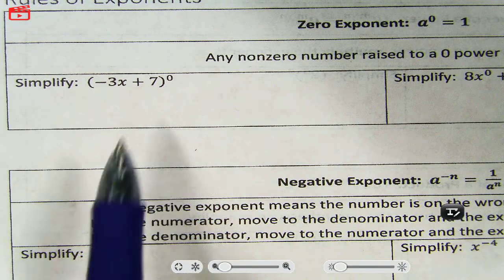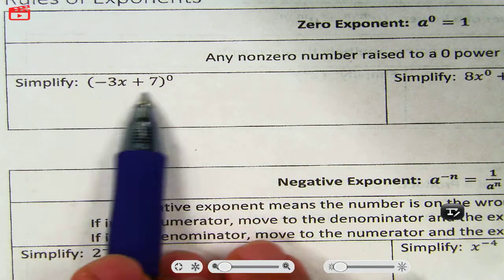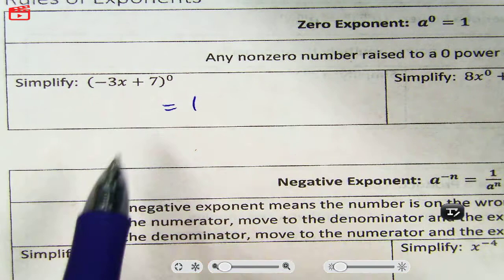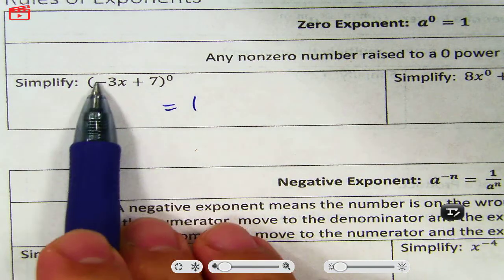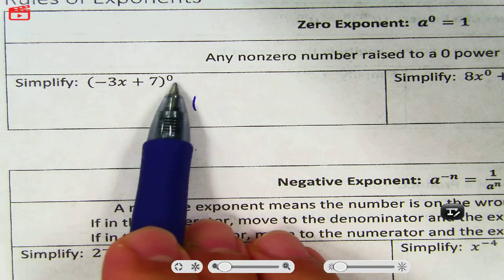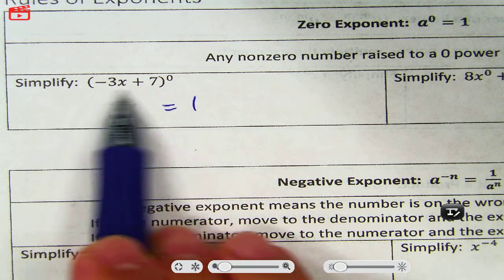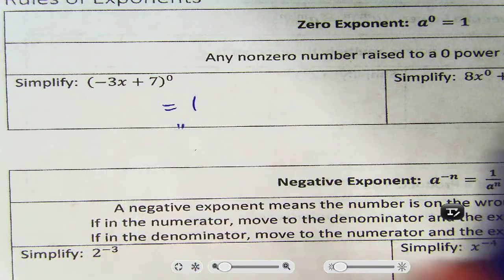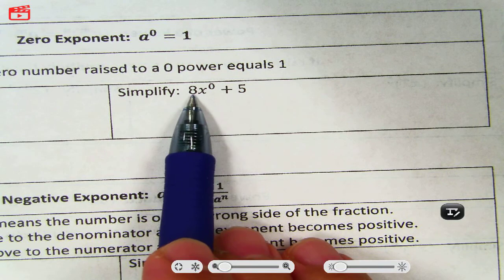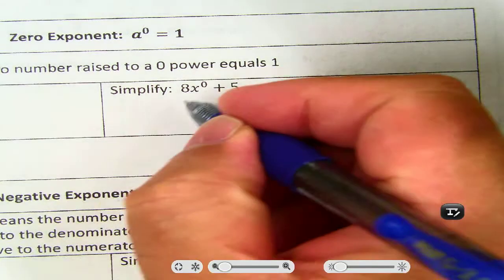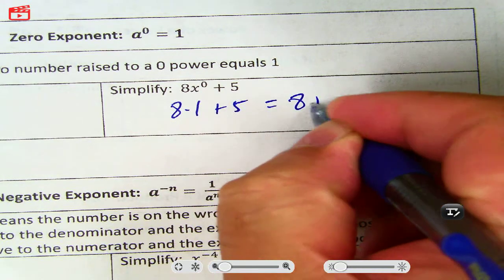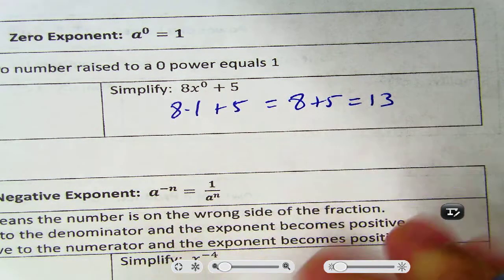Alright. So here I have negative 3x plus 7, that whole thing being raised to the 0 power. So that's equal to 1. This thing is surrounded by parentheses, and the 0 is outside the parentheses, so that exponent of 0 covers the entire expression. That's why it's 1. Here, this 0 is on the x, but it is not on the 8. So this becomes 8 times 1 plus 5, or 8 plus 5, making it 13.